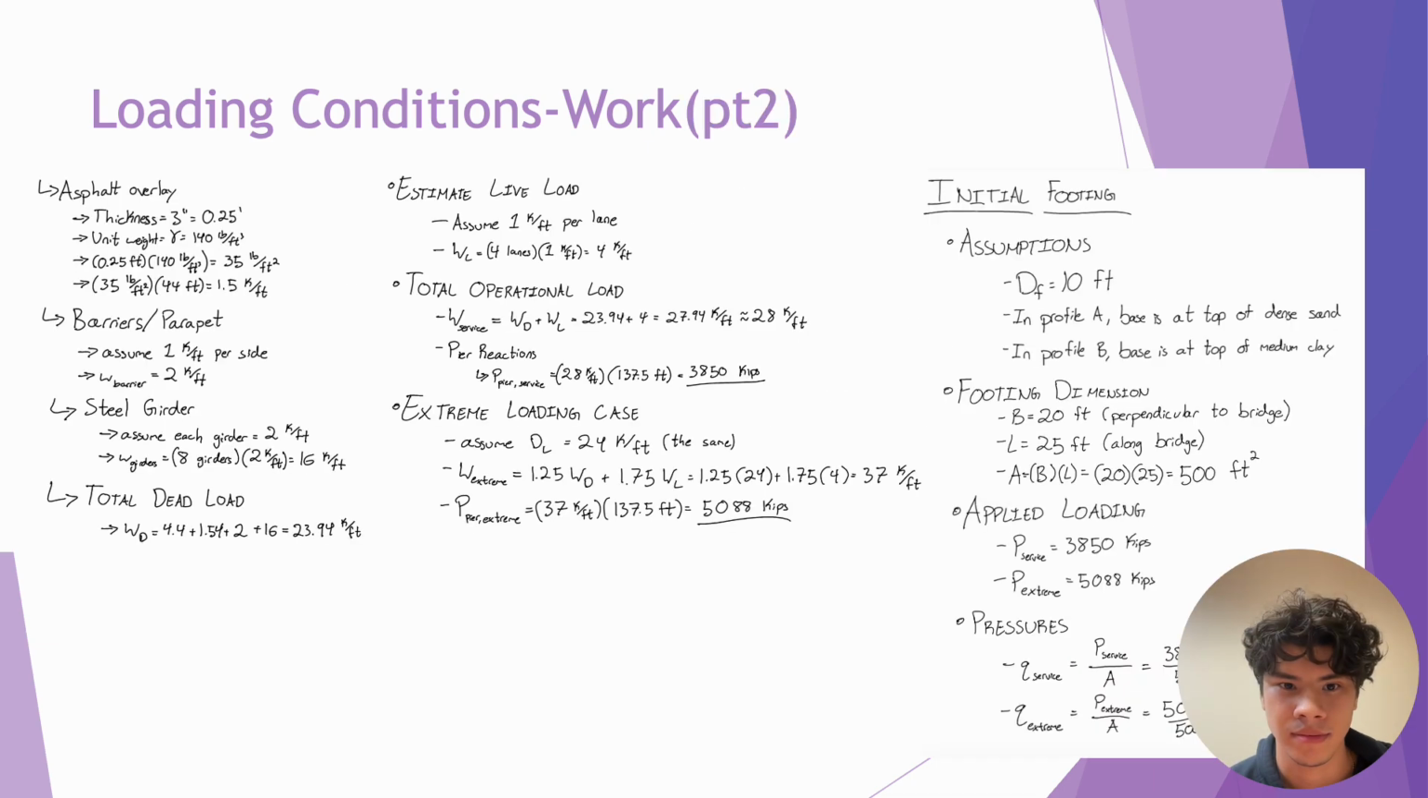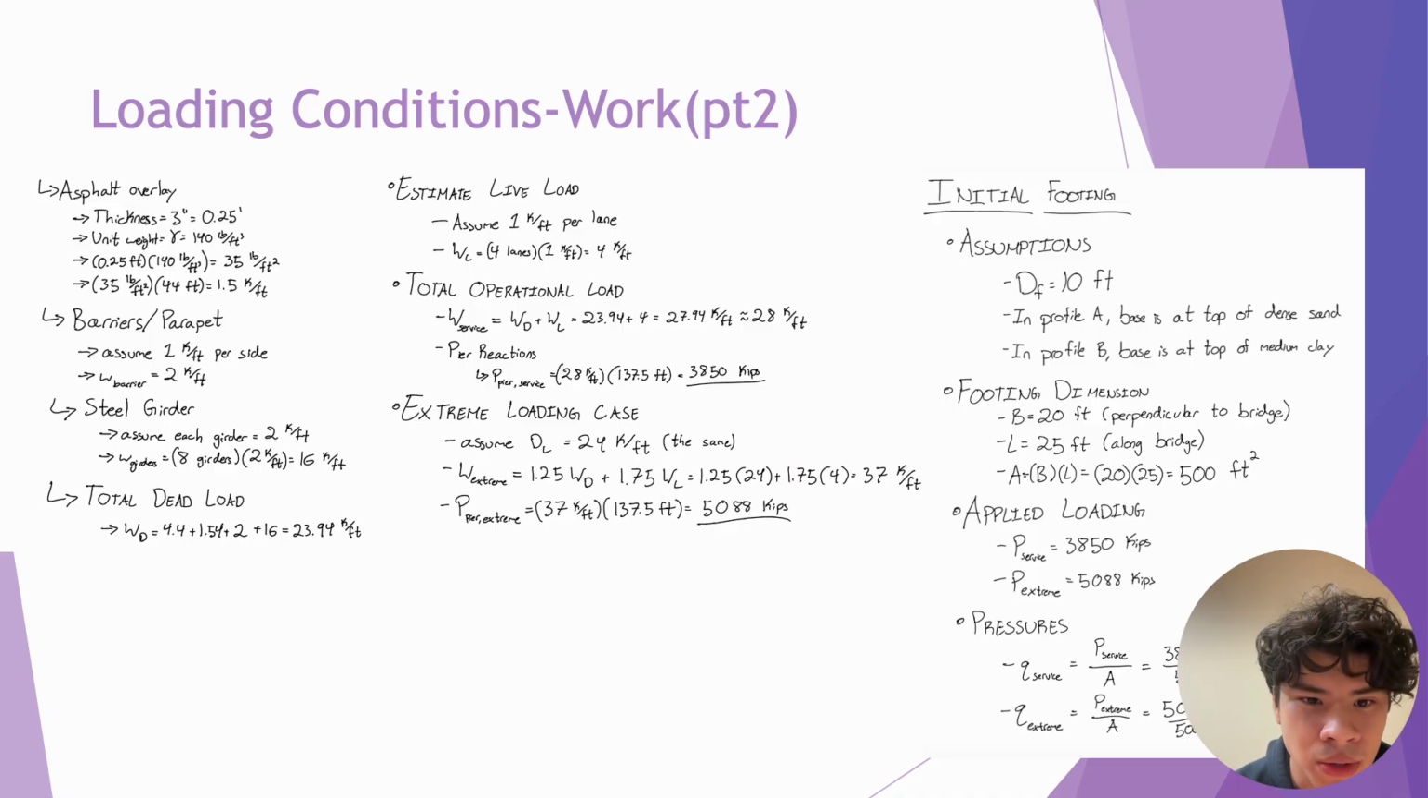Awesome. So on the left side, we calculated our asphalt overlay. This is the weight of our asphalt. We assumed a thickness of 3 inches, a unit weight of 140 pounds per feet cubed. And then we got a total asphalt overlay weight of 1.5 kips per feet. For our barriers, we assumed 1 kip per feet per side. We have 2 barriers, one on each side, so 2 kips per feet.